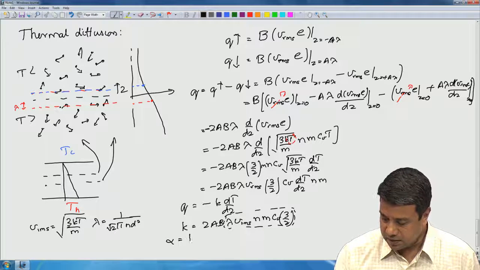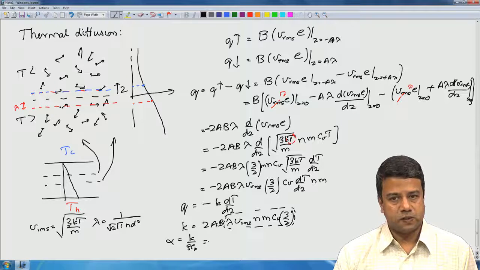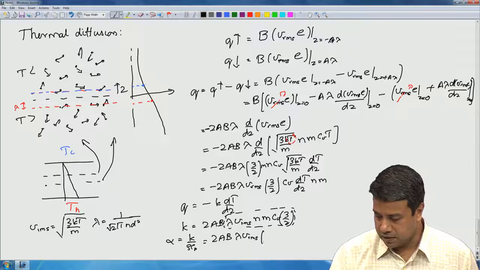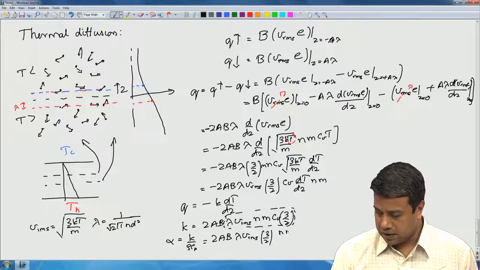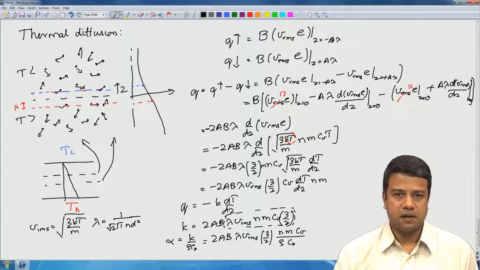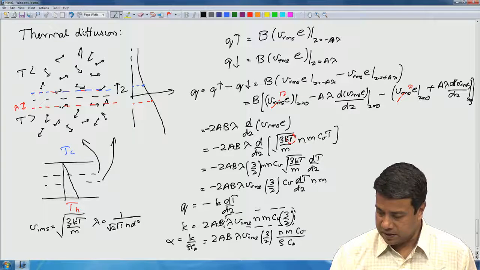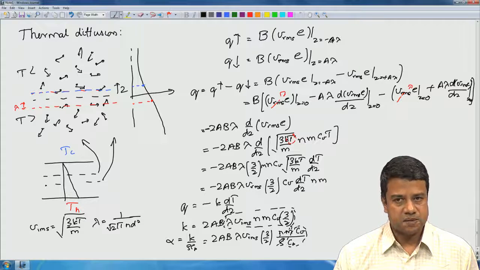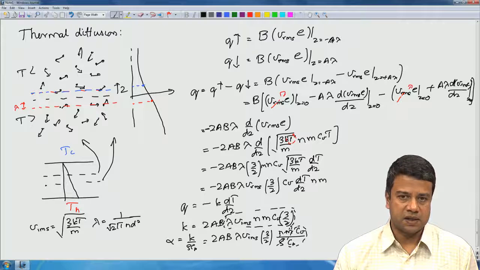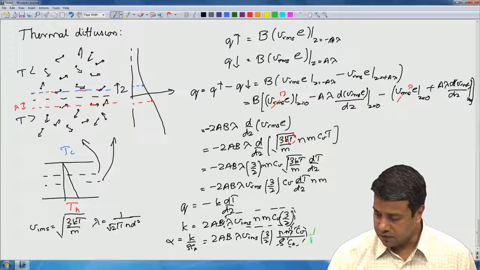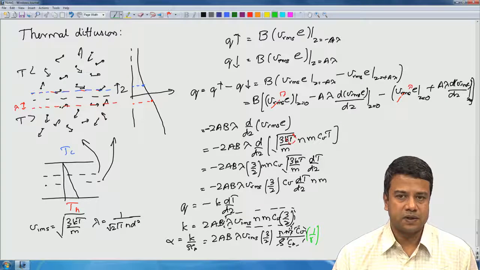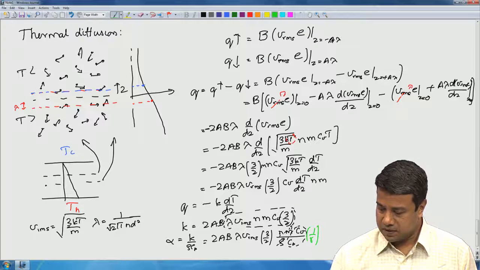The thermal diffusivity is equal to k by rho Cp, and therefore, I will have here 2 A B lambda Vrms into this factor of 3 by 2, into N m Cv by rho Cp. Note that the density rho is just equal to n times m. So, these two factors actually cancel out, and I have a ratio of specific heats here. As you know, for gases the ratio of specific heats Cp by Cv is equal to gamma. So, this is just equal to 1 over gamma, which is a constant number. It is equal to 3 by 5 or 2 by 3 depending upon whether it is monatomic or diatomic gases. So, these are all constant numbers.